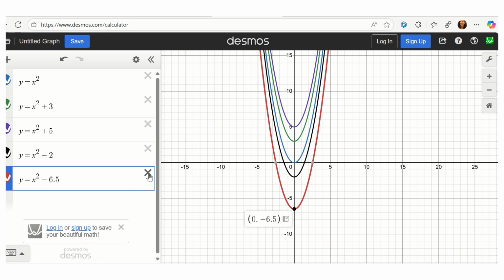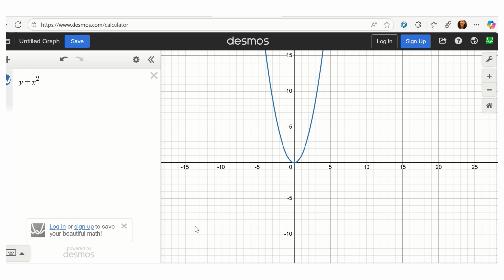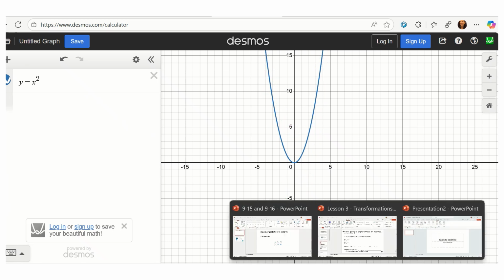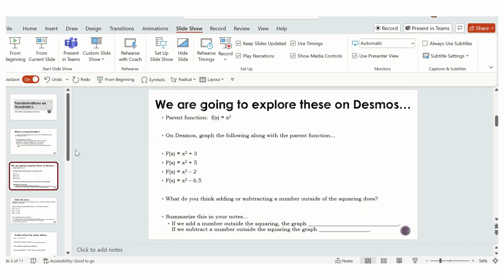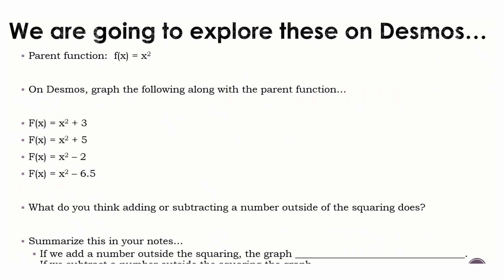So I'm going to go ahead and delete those and come back to the PowerPoint. And you can take a look at that. So if we add a number outside the squaring, the graph goes up by whatever that number is. If we subtract, I'm sorry, it got cut off at the bottom. If we subtract a number outside the squaring, the graph slides down.